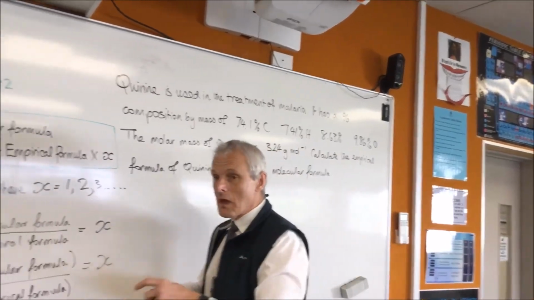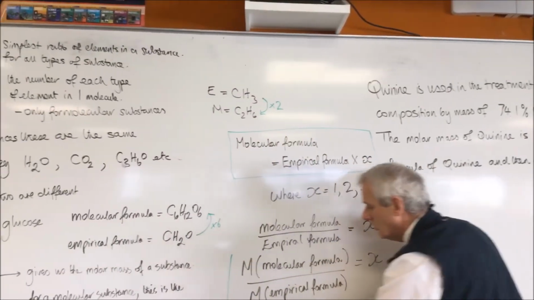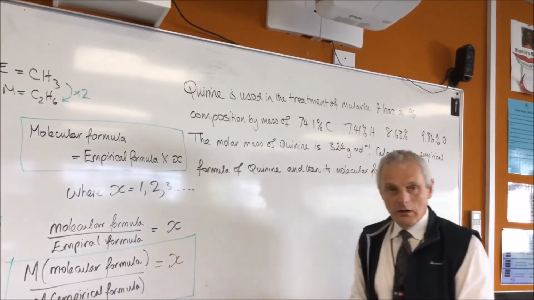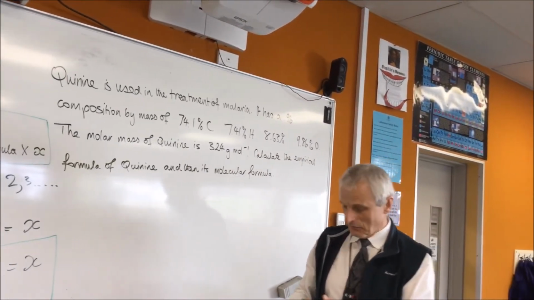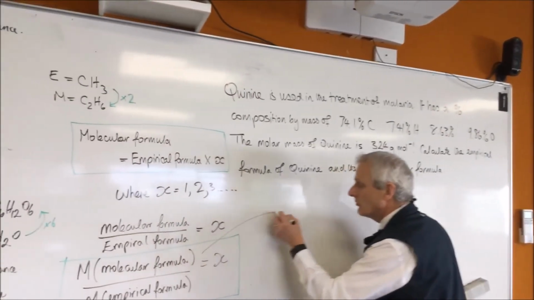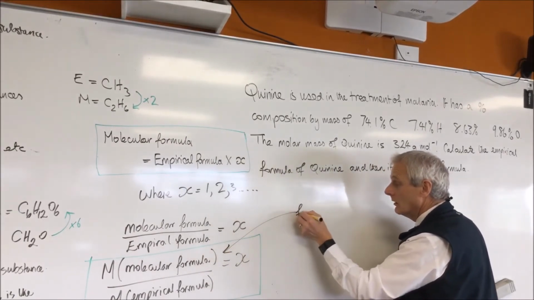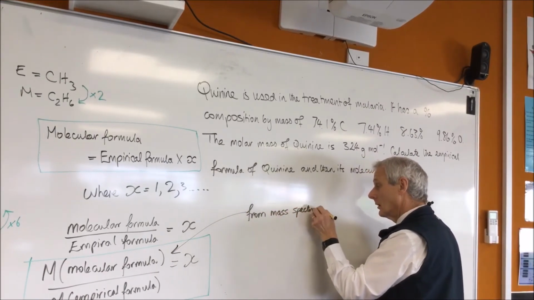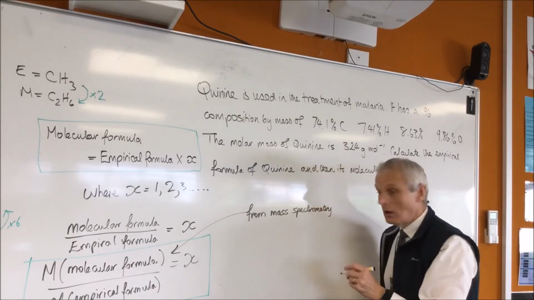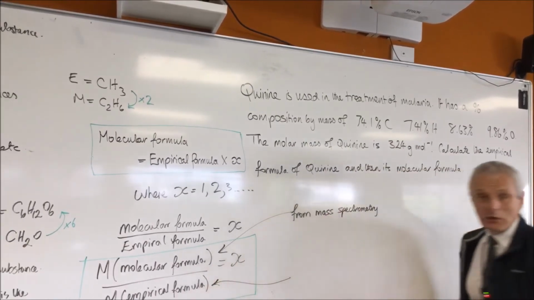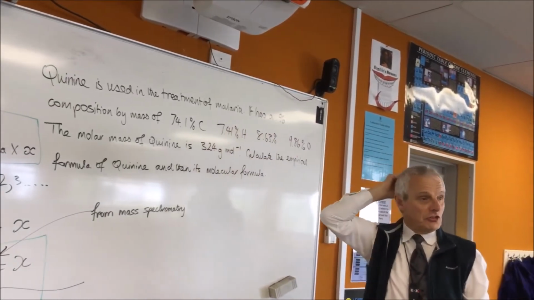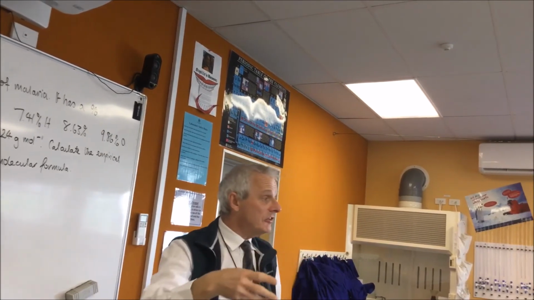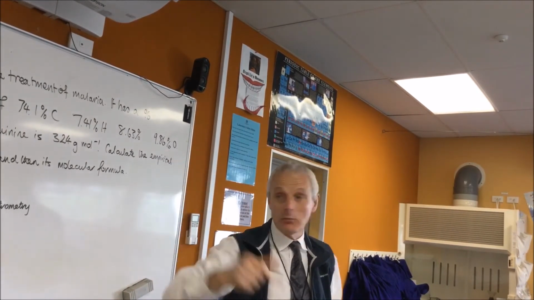Okay, so the thing you need to remember is this equation here. Now we're given the molar mass for the molecular formula. That's the value that comes from mass spectrometry. This we can calculate because we're going to use some percentage composition data to work out what the empirical formula is. Once we've got the empirical formula, we can work out its molar mass using atomic masses from the periodic table.